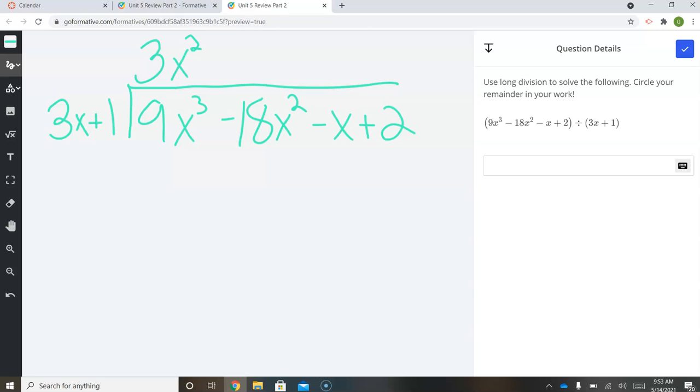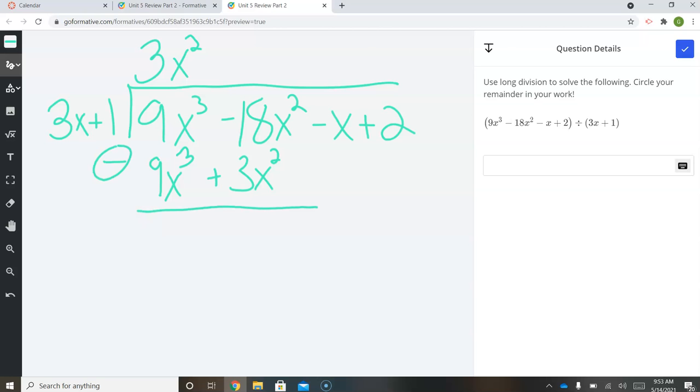Because now the next step is where this kind of helps, because we have to distribute. So we have to do 3x times 3x squared, which is 9x cubed. These should match, that's the whole point. And then 1 times 3x squared is plus 3x squared.